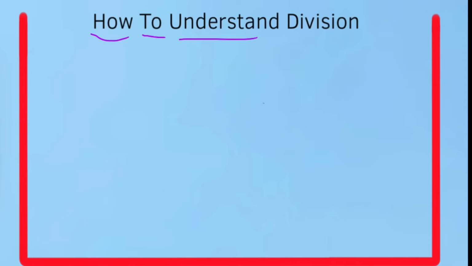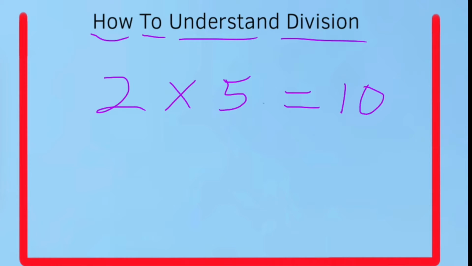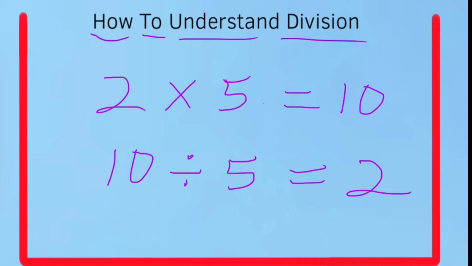How to understand division. First of all, division is the opposite of multiplication. If I have 2 times 5, that will equal 10. If I have 10 and I divide it by 5, that will equal 2. You see, 2 times 5 equals 10. 10 divided by 5 equals 2.